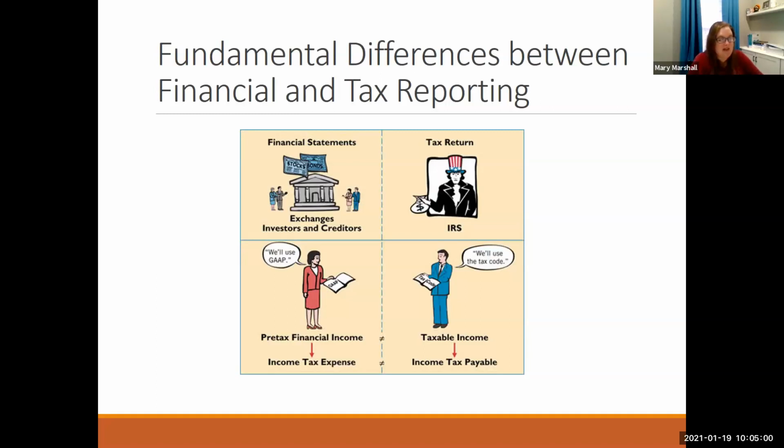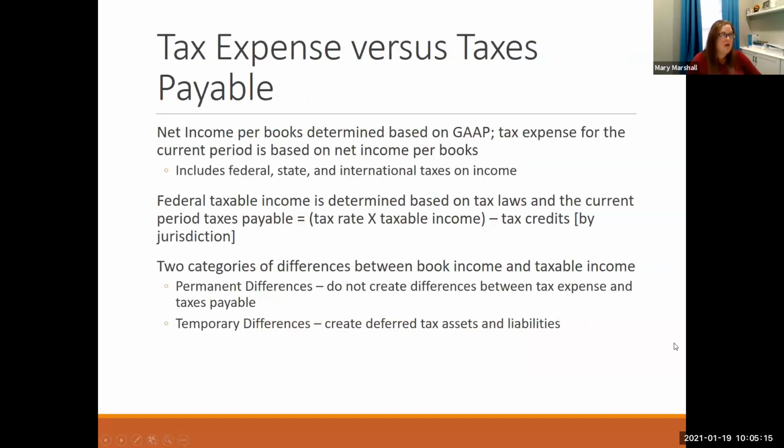The only time income tax expense and income tax payable agree is if we have absolutely no book tax differences, which just depreciation ruins. And so these will almost always be different. So net income per books is based on GAAP, tax expense for the current period times a rate. Now this includes federal, state, and international taxes.